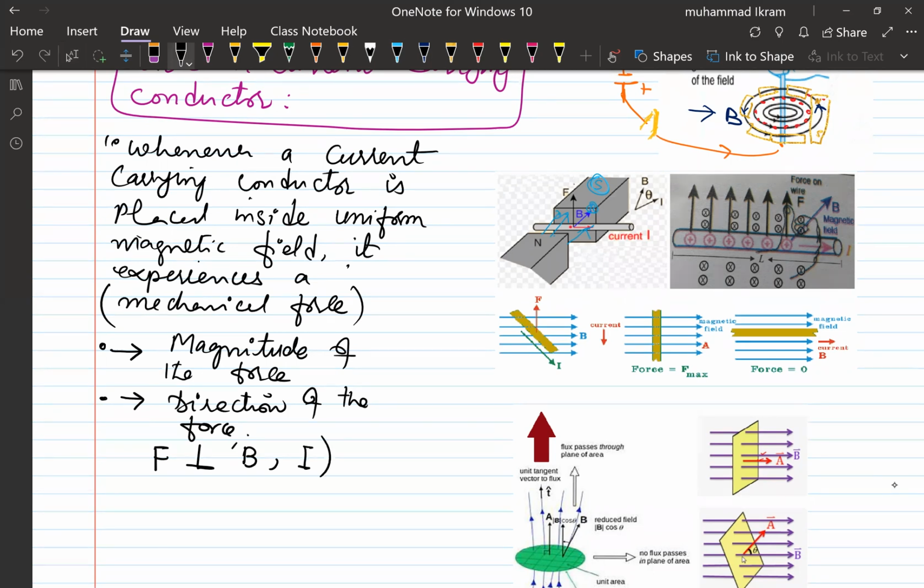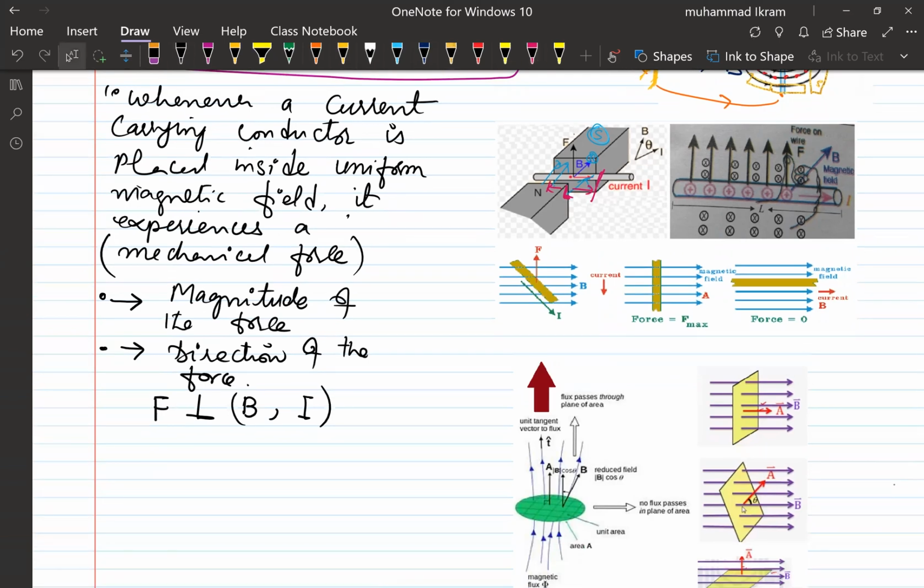Where what is L? L is the length of the conductor, and the length of the conductor which is important for us is the one inside the magnetic field. This portion will only experience a mechanical force because of the magnetic field, right? So it is perpendicular to the plane of the current, as well as the plane of the magnetic field, right?